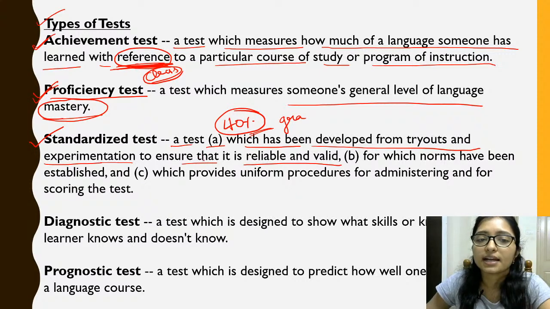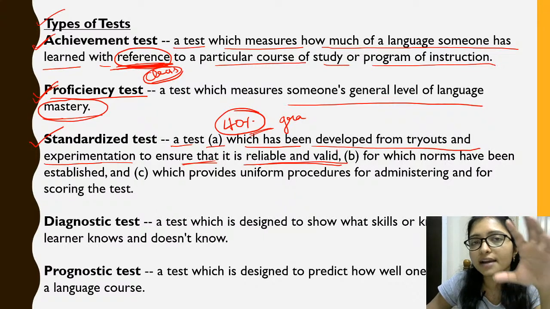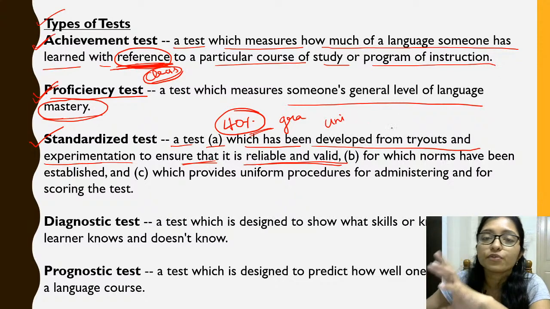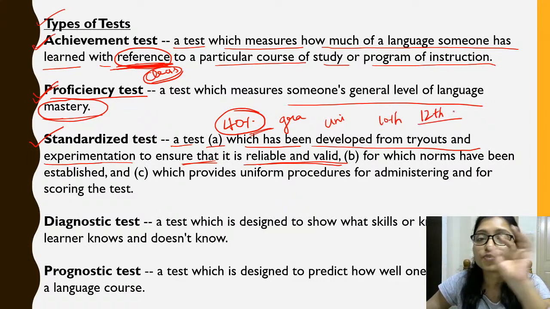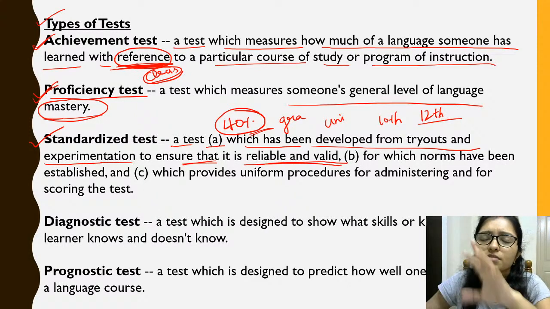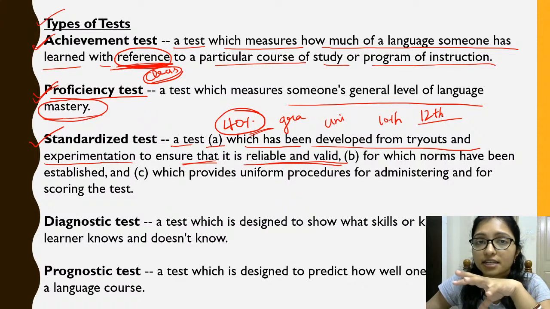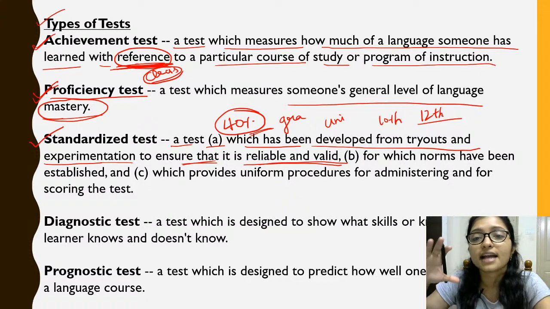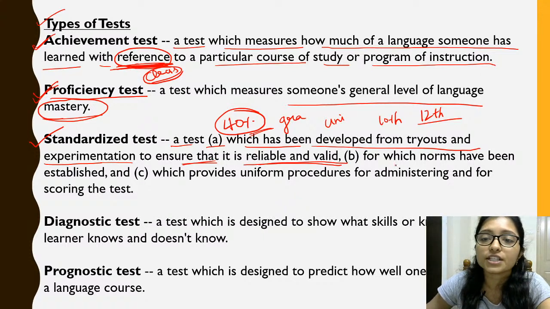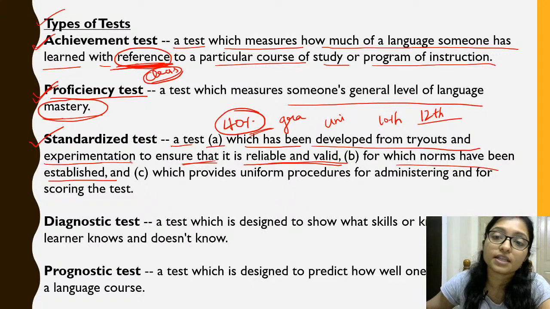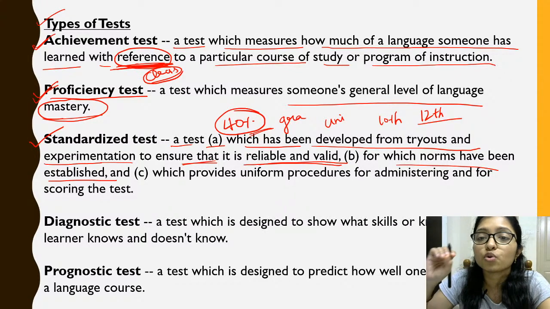So there is some standard, and to ensure it is reliable and valid, the standard should be maintained by any university or any board, like when we are giving the board exam, the 10th exam or the 12th exam. There are some specific standards from the CBSE board, the ICSE board, the state government board. So those are the standards, right? And this standardized test is one for which norms have been established, means there are some rules, some norms that you have to follow.